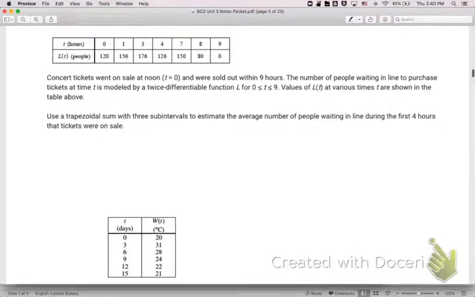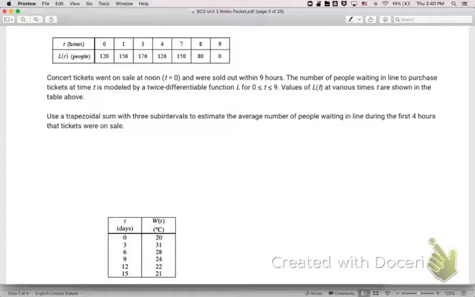Here's a table. It says, concert tickets went on sale at noon, we're calling that t = 0, and were sold out within 9 hours. The number of people waiting in line to purchase tickets at time t is modeled by a twice differentiable function L for 0 ≤ t ≤ 9. Values of L(t) at various times are shown in the table above. So this would be like part A of many questions.